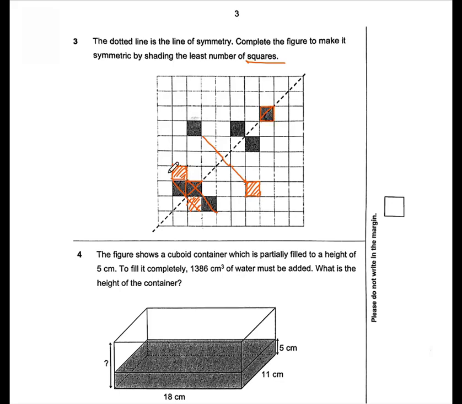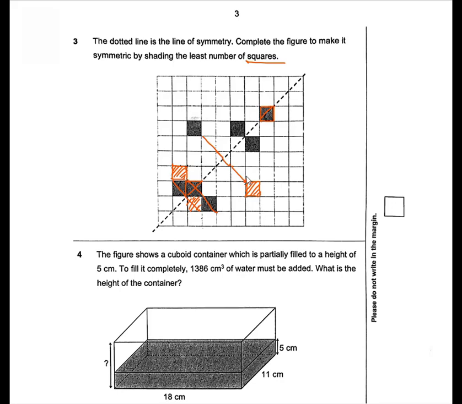So the figure, or the squares that are shaded, are now symmetrical across the line that is given here. So we have shaded 1, 2, and 3 squares. So that is the least number. The reason why they say least number of squares is this is the minimum that you have to do to make it symmetrical. Can I do more?